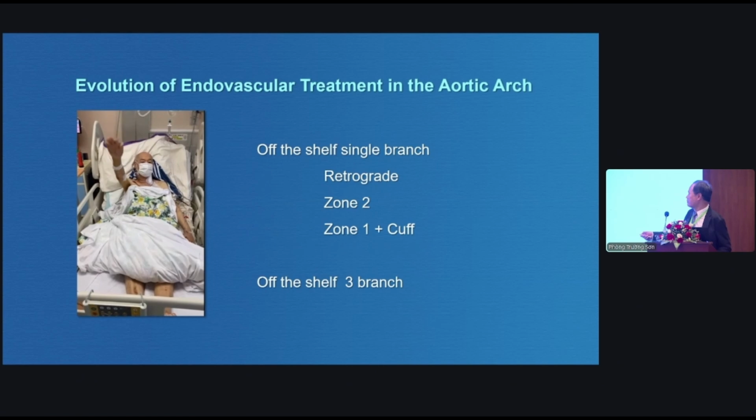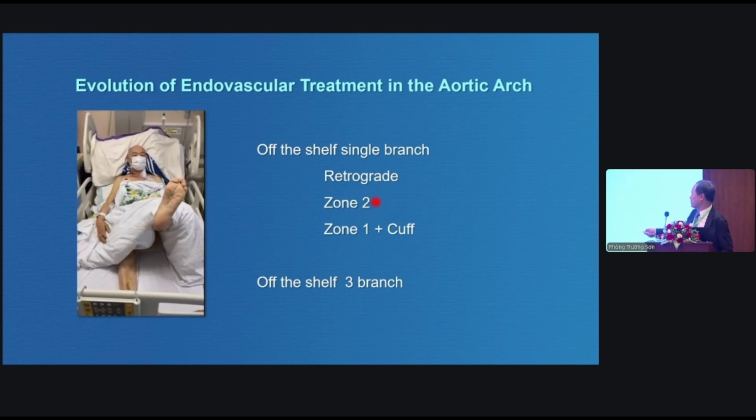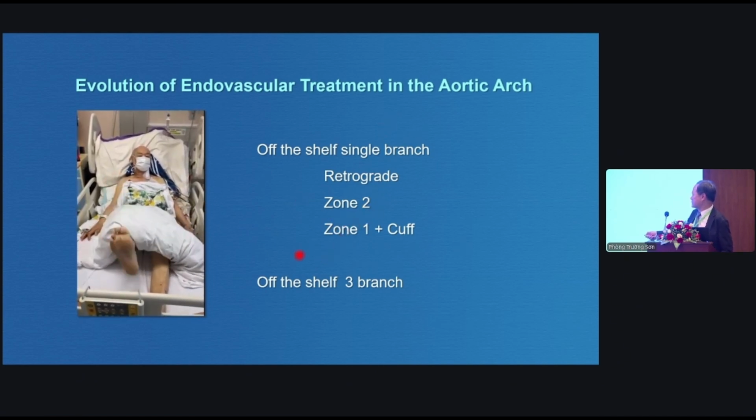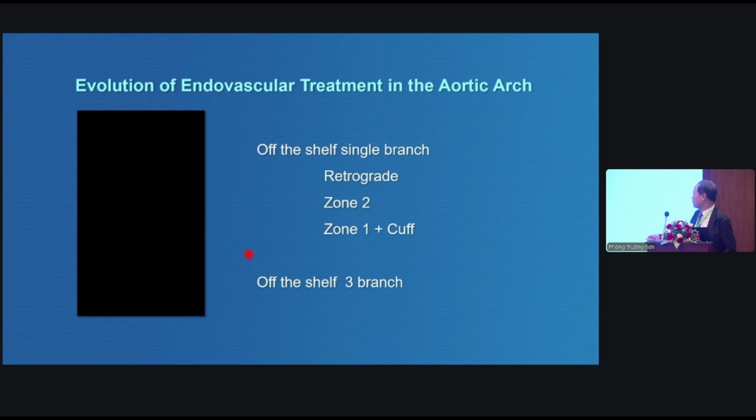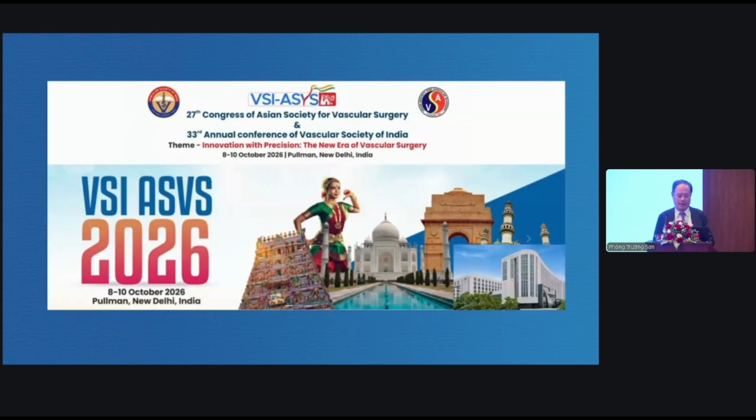We're doing off-the-shelf, either single branches, retrograde for zone 2, or we do it in zone 1 plus a cuff, or using an off-the-shelf 3-branch device these days.